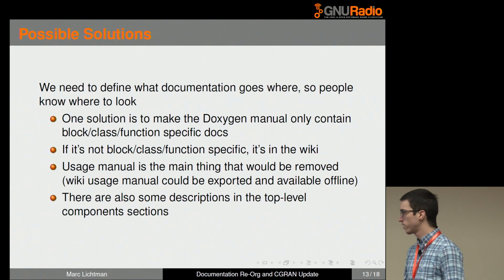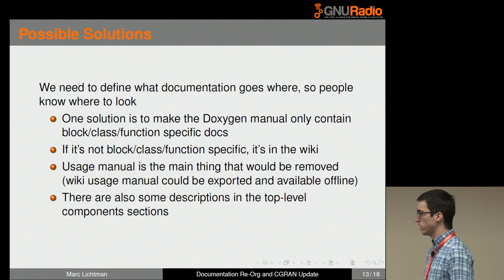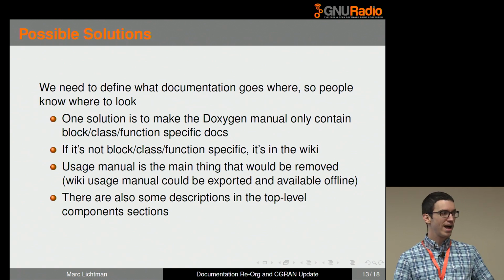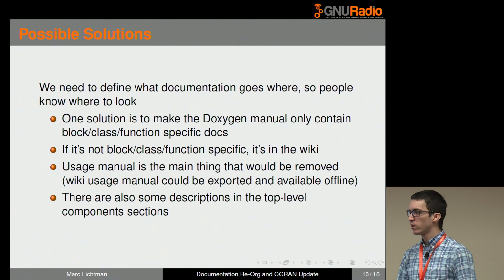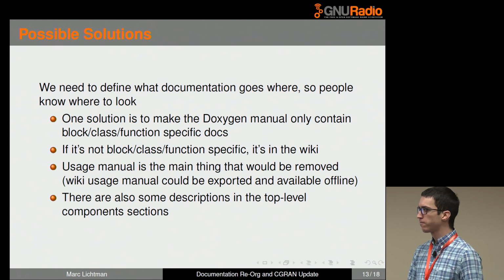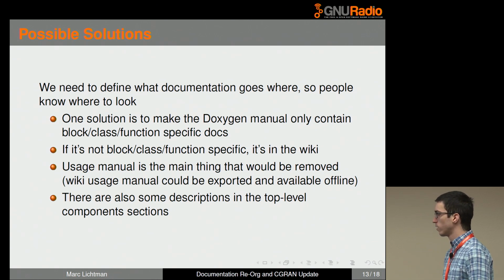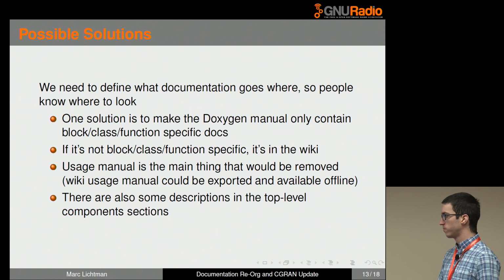So here's some possible solutions that I'm going to throw out there. One solution, I think, is for the Doxygen manual to only contain documentation that's specific to a block or class or function, not general purpose type stuff. And then if it's not specific to a block or class or function, it could go in the wiki.